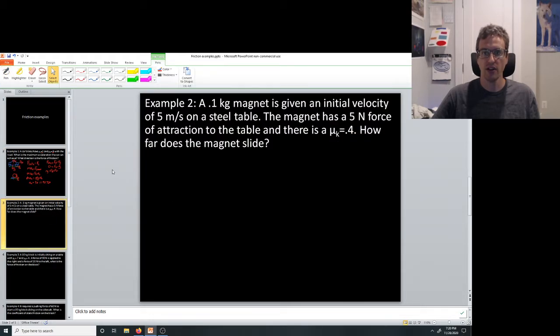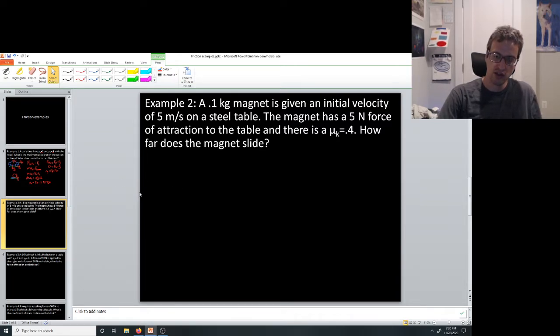All right, here we got a 1 kilogram magnet, initial velocity of 5 meters per second, and the magnet is on a steel table. So there's a 5 Newton force of attraction between the table and the magnet. The coefficient of kinetic friction is 0.4. How far does the magnet slide?